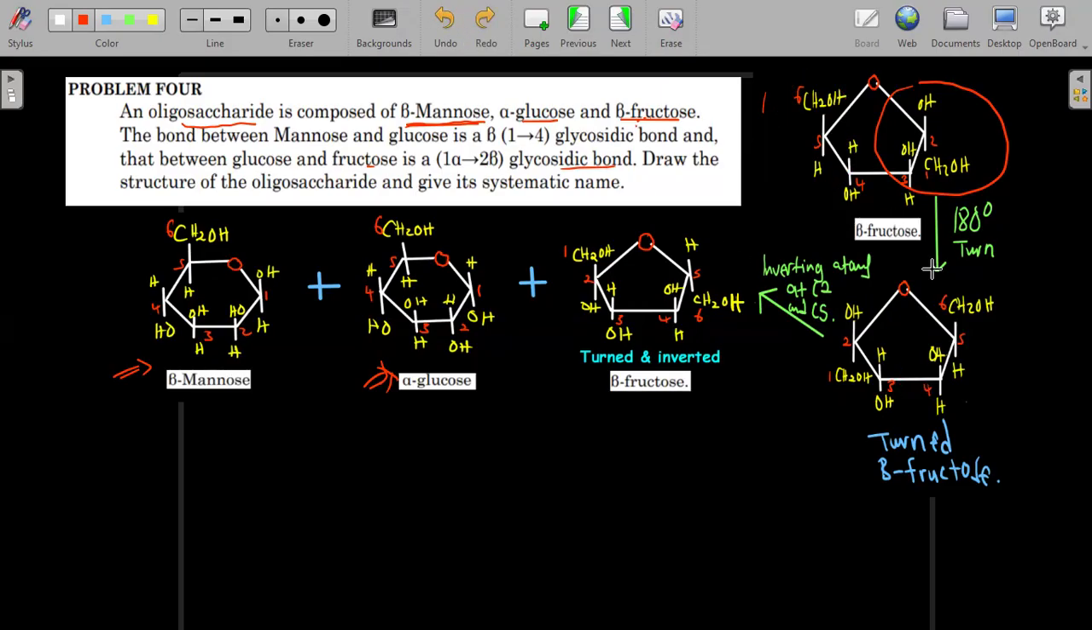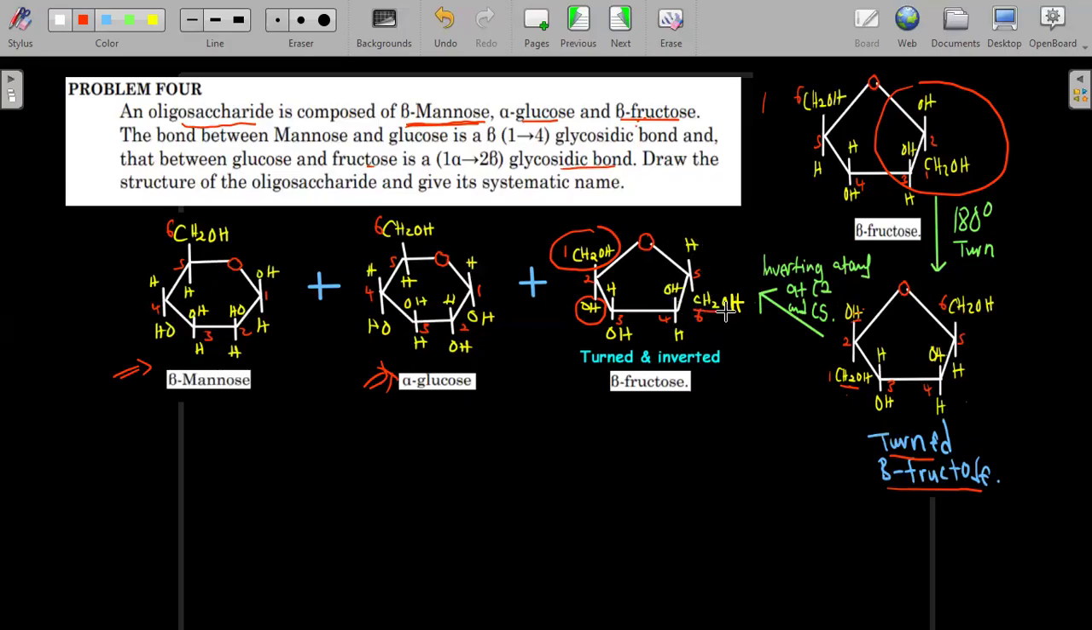Once you do your 180 degrees turn, you are going to end up with a turned beta fructose, which is this guy here. And then after that, you are going to invert the atoms at carbon number 2 and carbon number 5. Notice here that we have this OH on top. So we are going to invert this OH with this group. This group goes on top, this OH comes down. You can see here the OH has come down, the CH2OH has gone up. And then even here we also do the inverting.